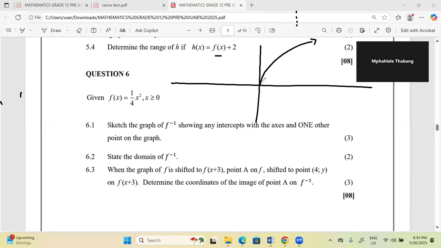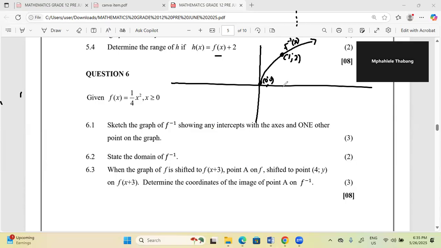Remember, I said we have a point (0, 0) and a point (1, 2). So what is the domain of this inverse? Remember, when we talk about the domain, we talk about the set of values of x whereby the function is defined. So we're going to focus on the values of x.